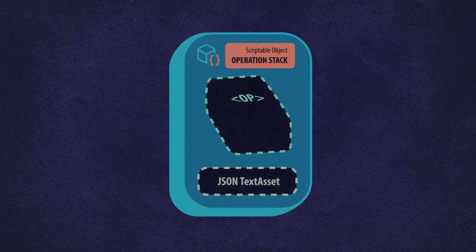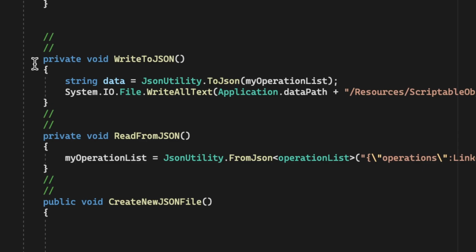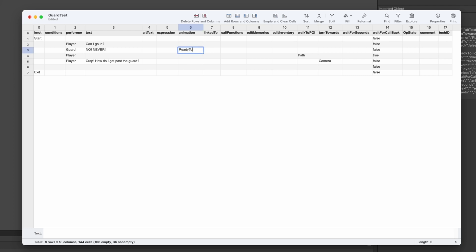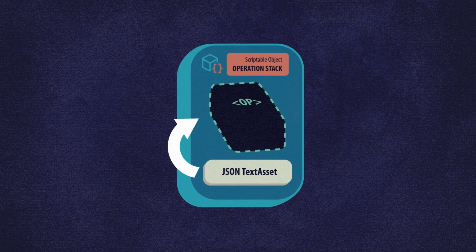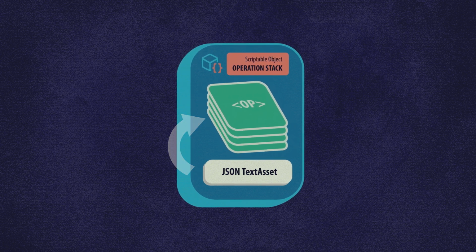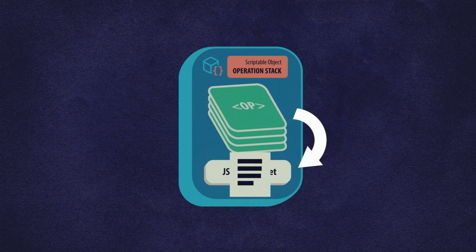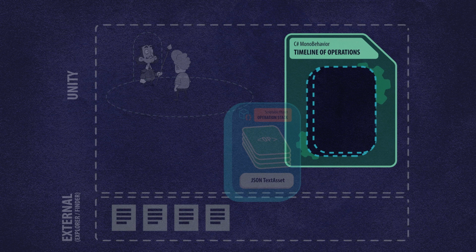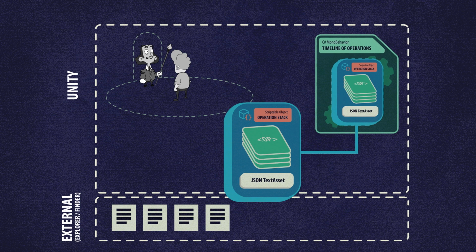And second, a JSON text asset. I think JSON is a good file type to use here because it can easily be read and written from Unity, it is quite easy to read for a human, and it quickly can be opened up in a table format to work with an external software. The scriptable object can convert a JSON file into a list of the operation class. And it can do the other way around and write into a JSON file, or even create a completely new one. And the timeline of operation script that we already talked about and that is responsible for going through a stack and executing the actions simply is referencing this scriptable object.